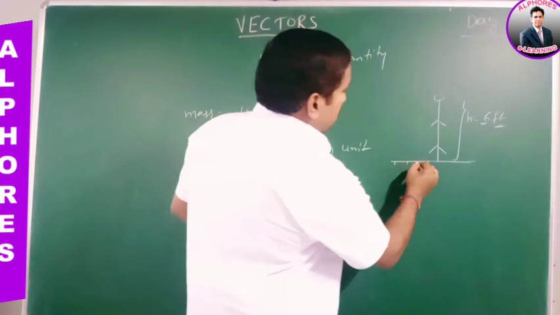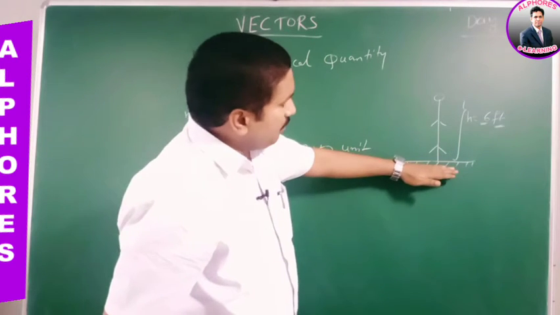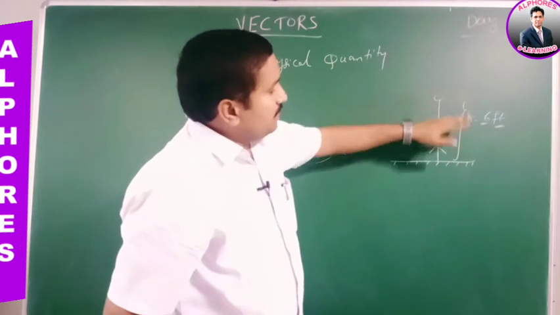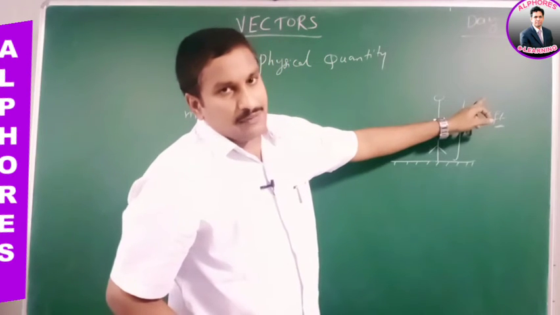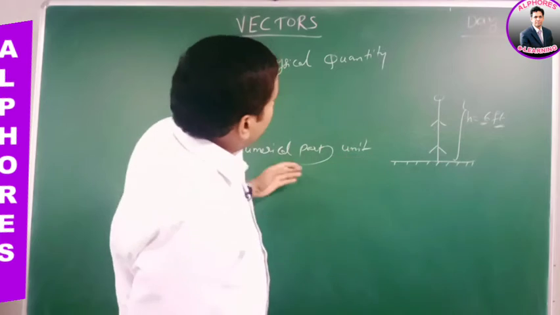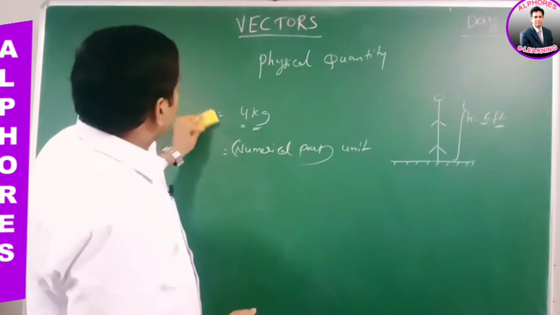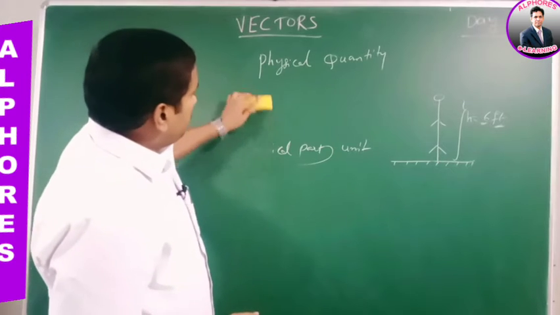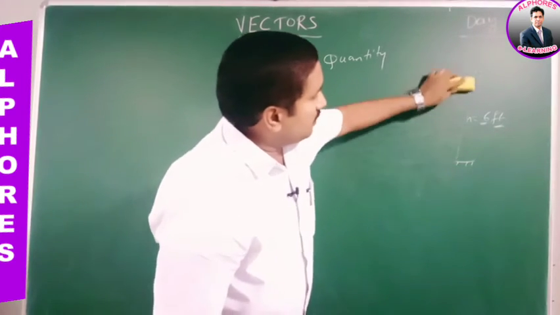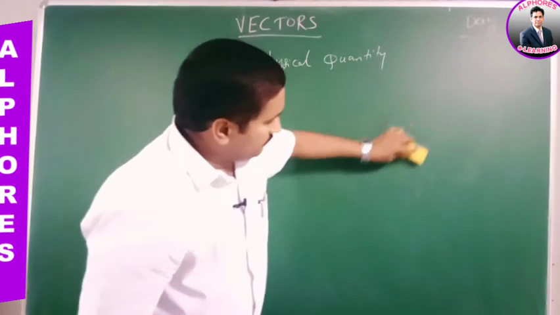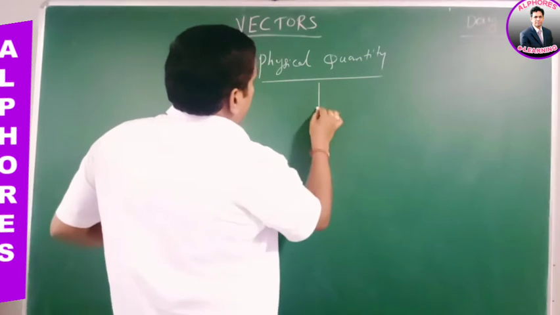That means the height of the person, measured from the ground by using a meter scale, is measured directly. So these are simple examples for physical quantity. Now listen all of you. In vectors, and in total physics, the physical quantity is classified into actually 3 types. Physical quantity means anything which can be measured.